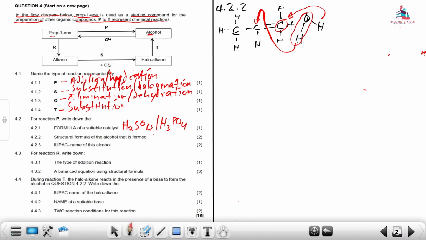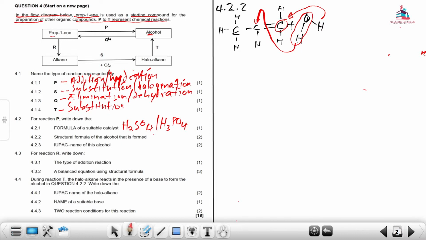So in such a situation where you have an unsymmetrical molecule in terms of the position of the double bond, it means now the OH will go to the carbon with fewer hydrogens. The hydrogen will go to the carbon with more hydrogens. The easiest way of remembering it is saying the rich get richer, but who is the rich? The rich are the ones that have more hydrogens, between the double bond.